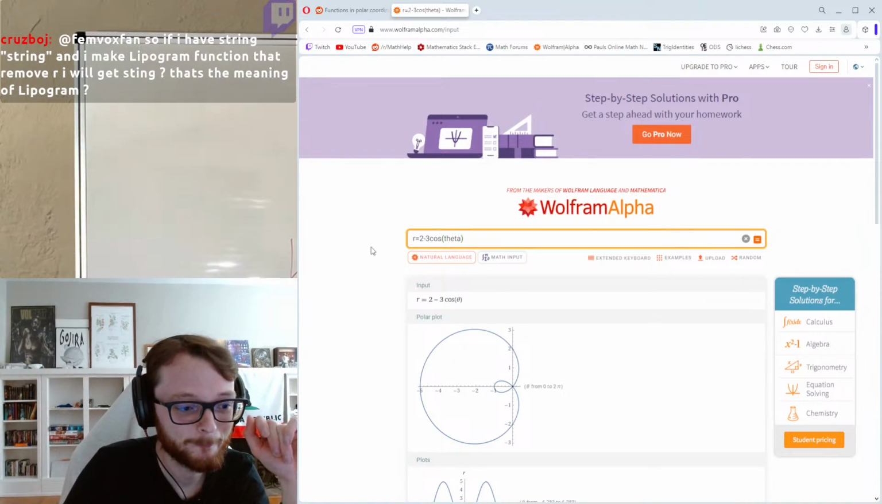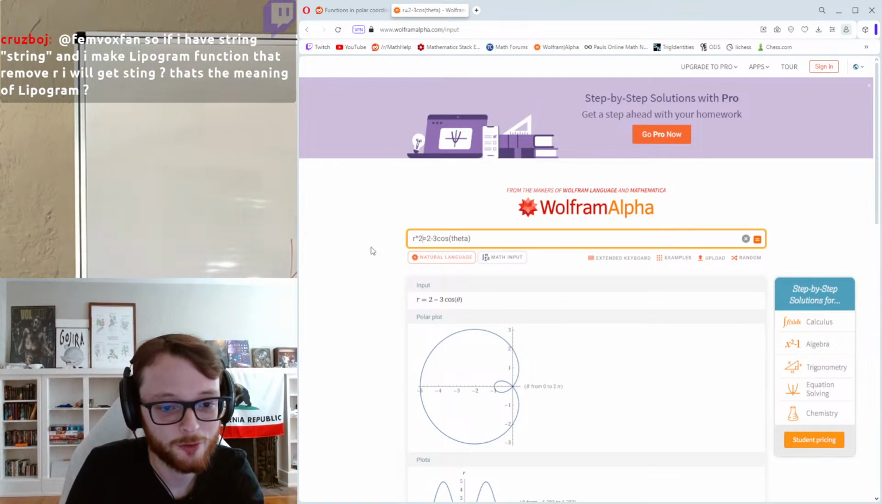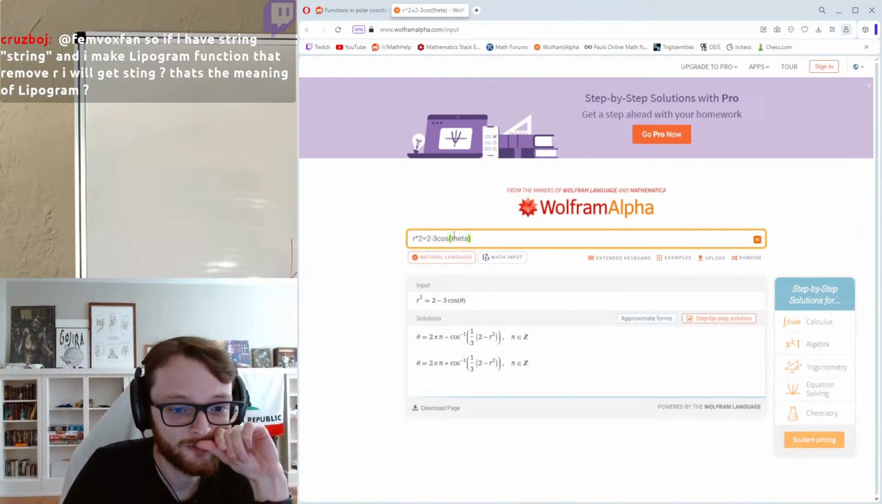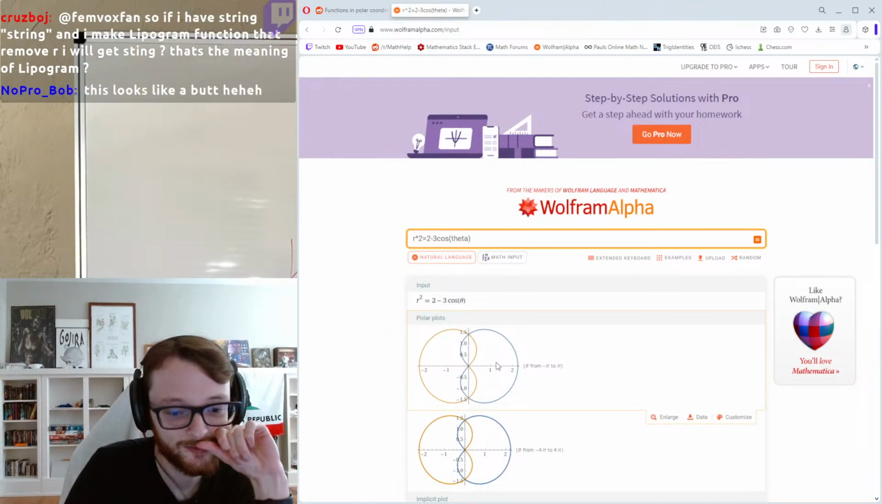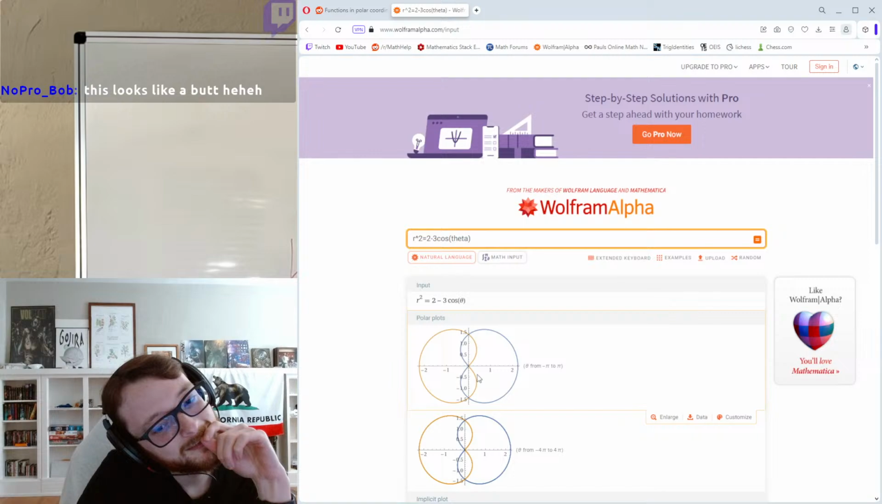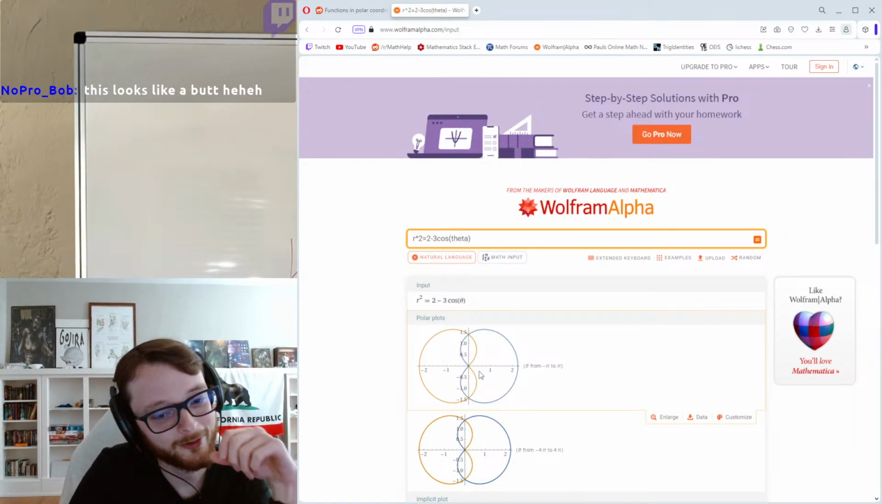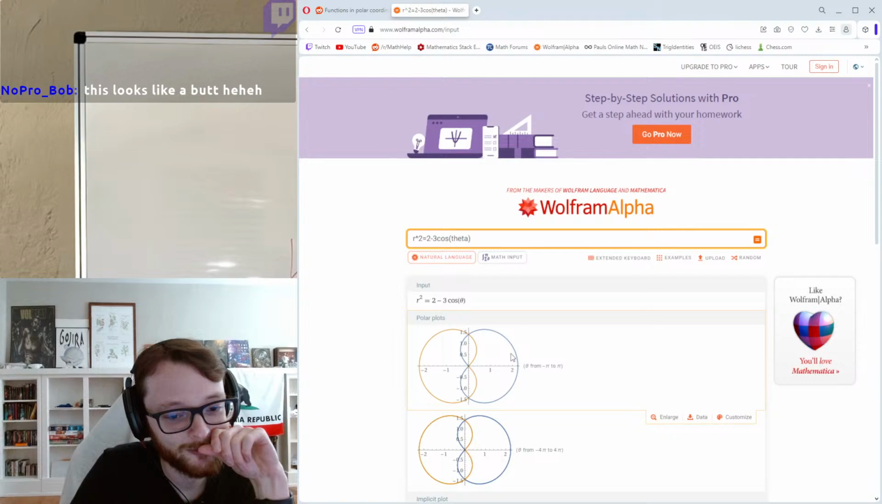I've definitely had someone give me something like r squared equals 2 minus 3 cosine theta, which looks like a butt, yeah. Is there a butt in here? It's almost like 2 people touching butt to butt, right? But their butts are intersecting, so it's not quite right.